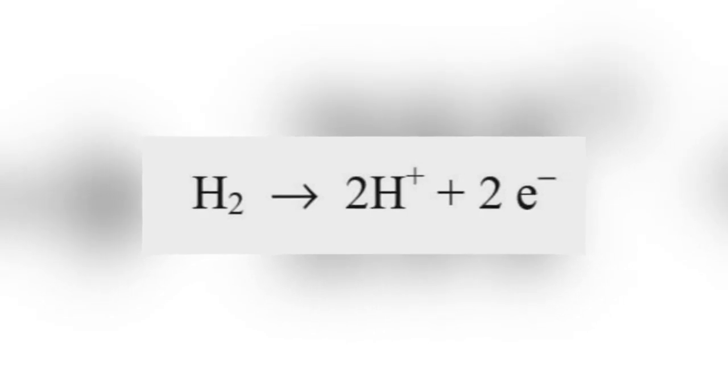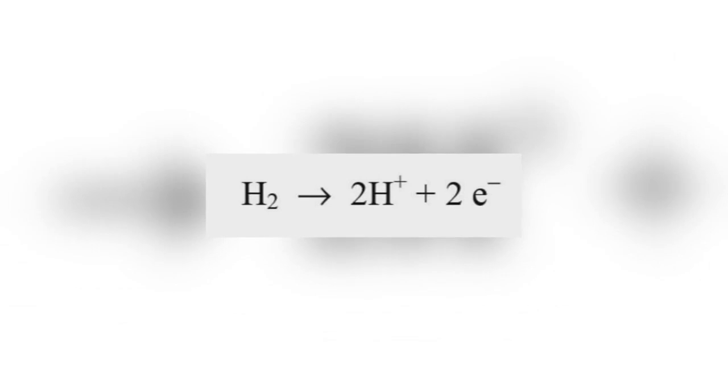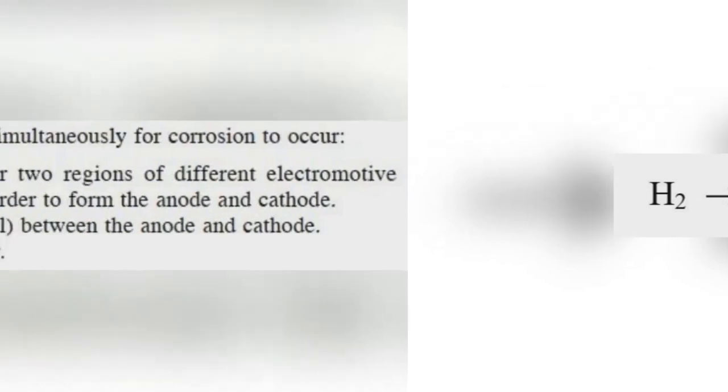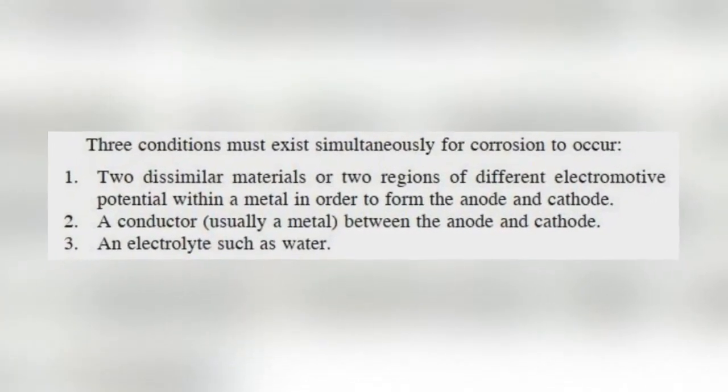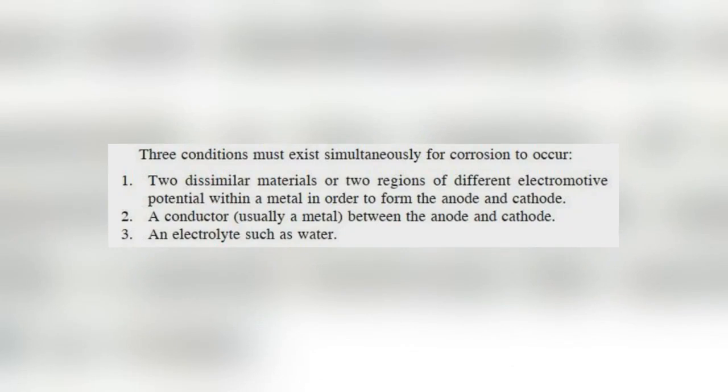The lost electrons from anodic reactions move to the cathode, where they react with ions in the electrolyte, such as positively charged hydrogen, producing hydrogen gas but leaving the cathode metal intact. For corrosion to take place efficiently, three conditions must coexist: two dissimilar materials, anode and cathode, an electrical conductor between them, and a suitable electrolyte like water.